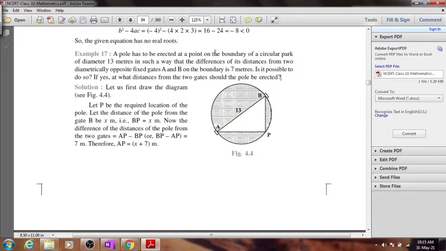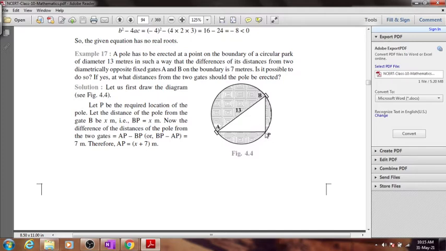It has to be erected on the boundary of a circular path of diameter 13 meter. Diameter 13. Clear? AB is the diameter, in such a way that the difference between the two diametrically opposite gates A and B is 7 meters. Clear? Is it possible to do so? So how will you check the possibility? If the roots are real, we'll tell it's possible.